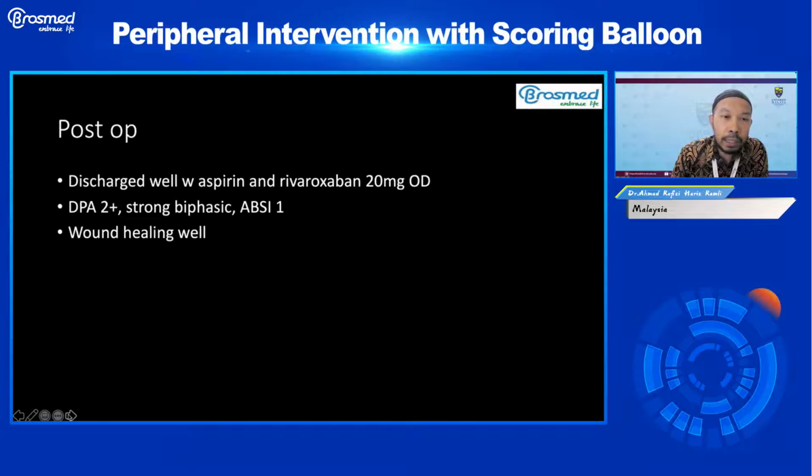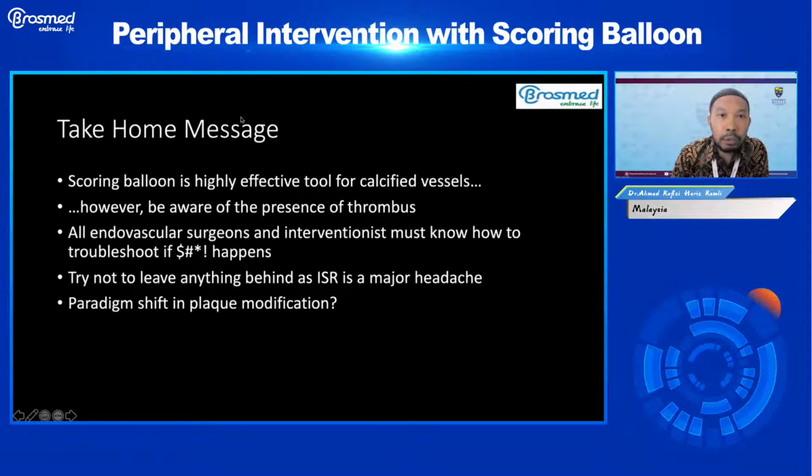Okay, so I think that's about it that I want to share. My take-home message for these 2 cases is that scoring balloon is highly effective in heavily calcified vessels. Having said that, one must be aware, especially if you want to do this, to make sure there's no presence of thrombus. And all endovascular surgeons or interventionists must know how to troubleshoot if this kind of thing happens.